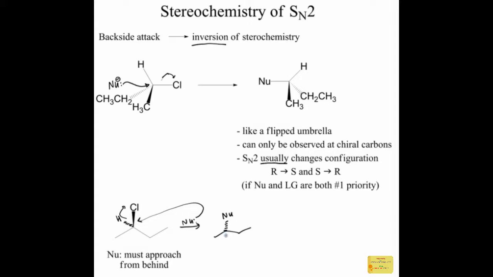Now again, it's like the umbrella flipping. The hydrogen was behind, but when the nucleophile attacked, the hydrogen straightened out, and then it flipped forward, and there was your inversion. So the hydrogen, as a result, will now be in a wedged position. So there you can see the inversion of stereochemistry again.